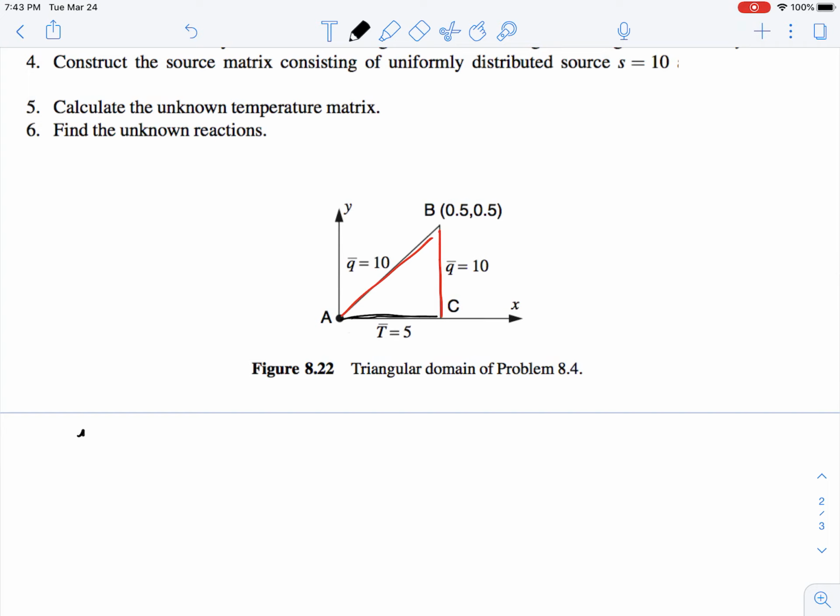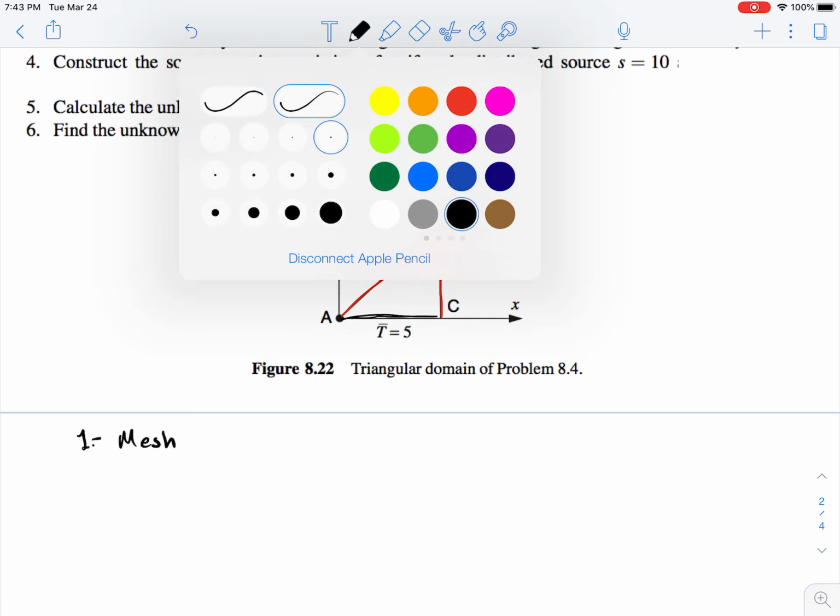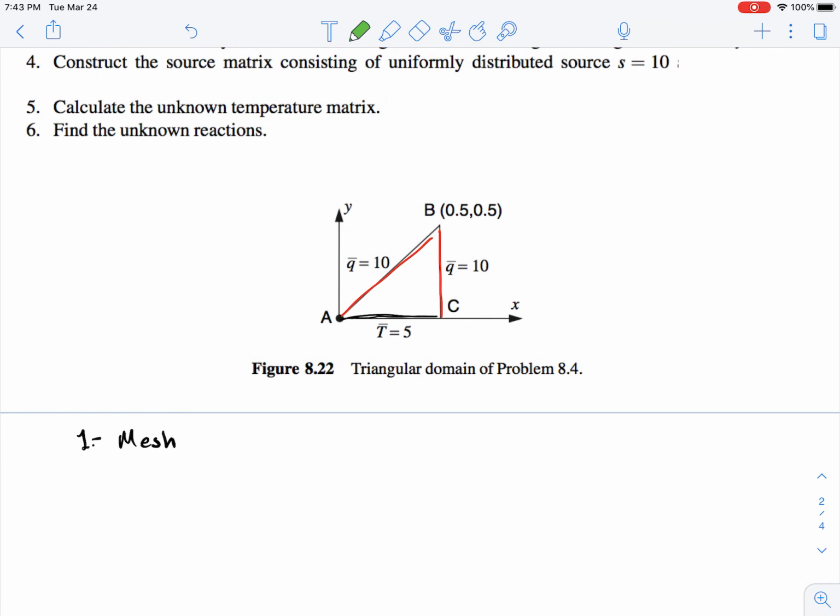So the first thing that I want to do is to create my mesh, and in this case we're going to have a single triangular element, and I'm going to number the nodes with essential boundary conditions first. So this will be node 1, this will be node 2, and this will be node 3. And that's all I need because it's a single element. So element, node 1, node 2, node 3, a single element.